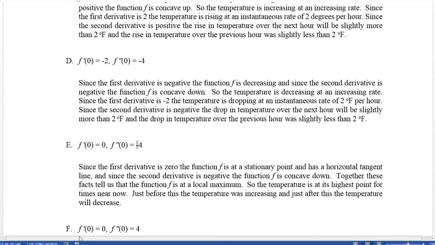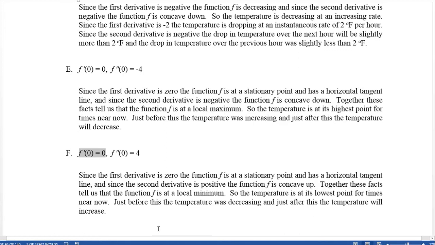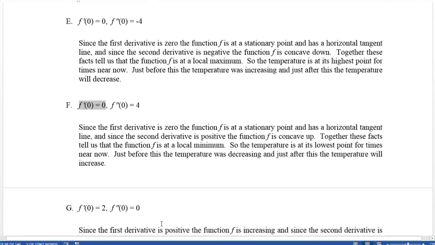And of course this one here, the first derivative is 0 and the second derivative is 4. So second derivative is positive, says the function is concave up. But we have a horizontal tangent line, we're at a local minimum. So it was decreasing right before this and it'll increase right after this. It's at a local minimum. It's the lowest point for times near now.